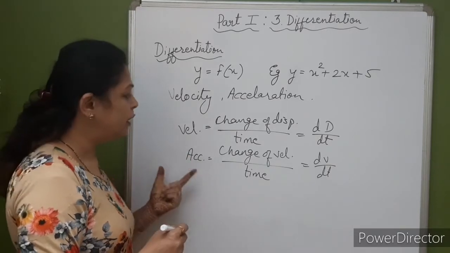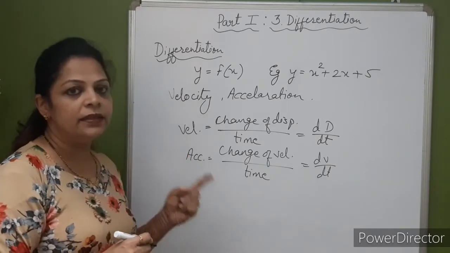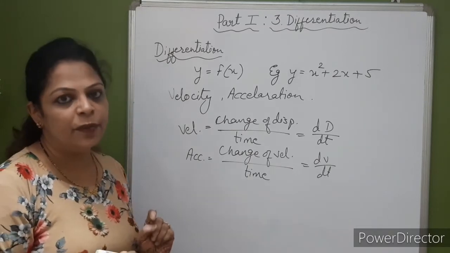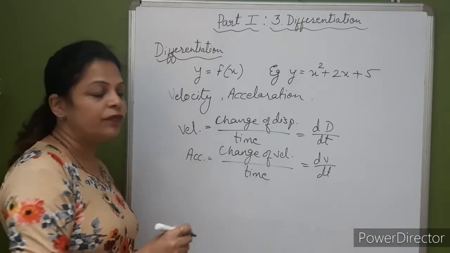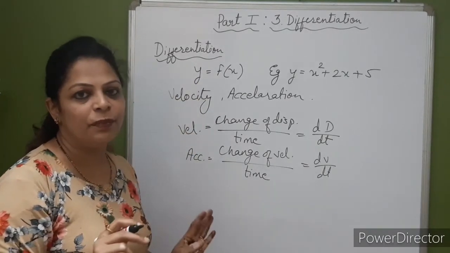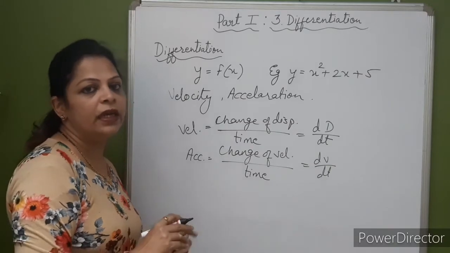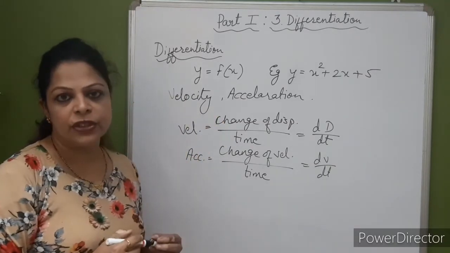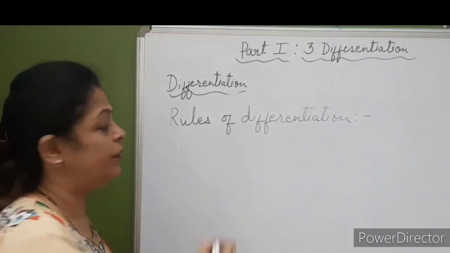Getting? So the derivative of the function, as I said, is the rate of change of a function with respect to a variable. And the process of finding the derivative is called as differentiation. Very simple. The process of finding the derivative of a function is called as the differentiation. See the rules of differentiation.